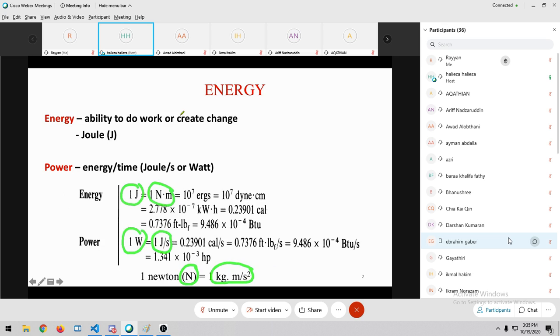Okay, 1 Newton is equal to 1 kilogram meter per second squared. Okay, let's go back to our problem.